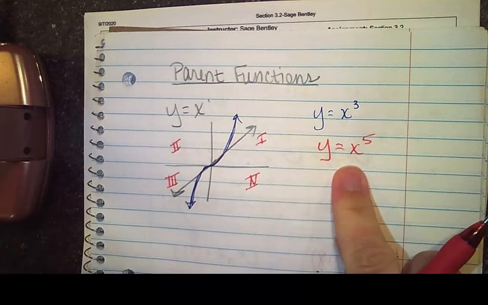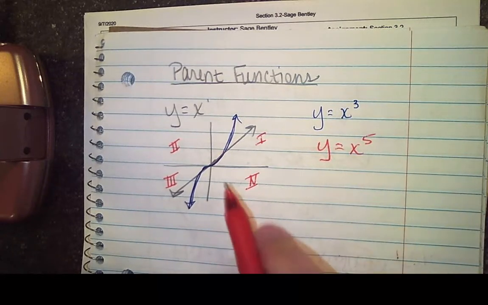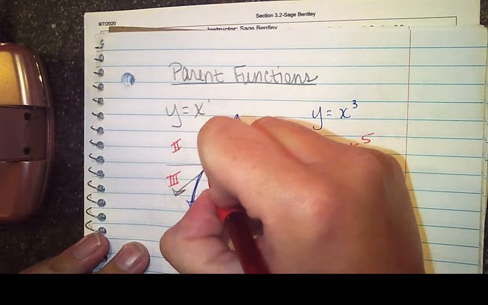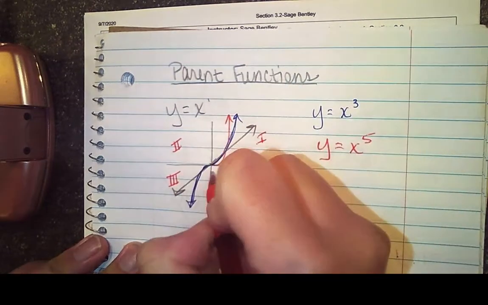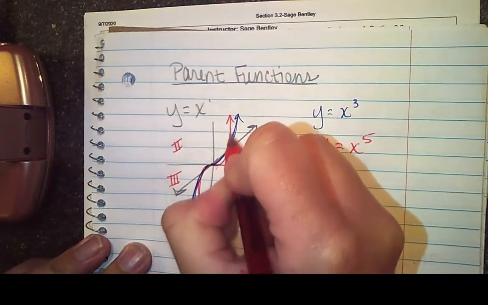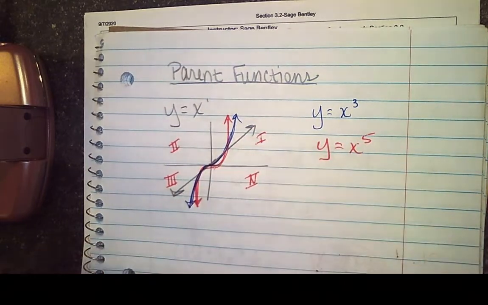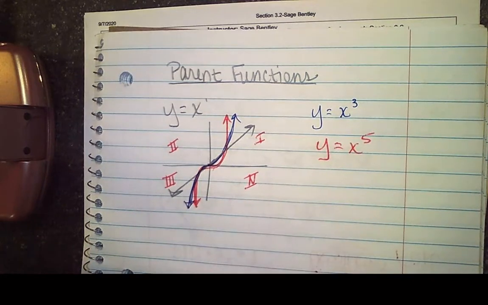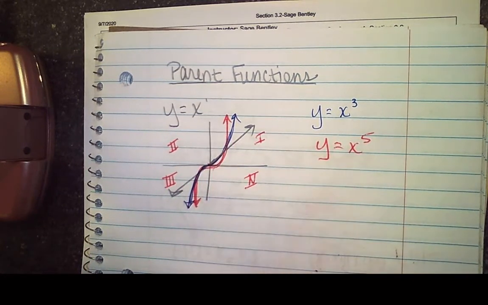So finally, we have y equals x to the fifth. Now what that's going to do is just make your little arms steeper. So we're going to go steeper, and then it flattens out pretty significantly around the origin. So now you pretty much know what y equals x to the 17th looks like. If you'll notice, they all look pretty similar. So just remember, that's x to the odd.